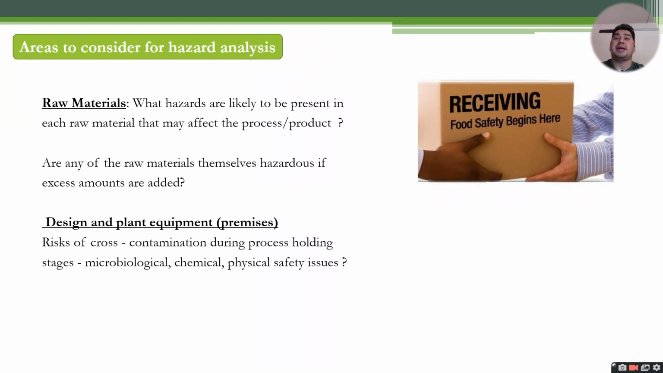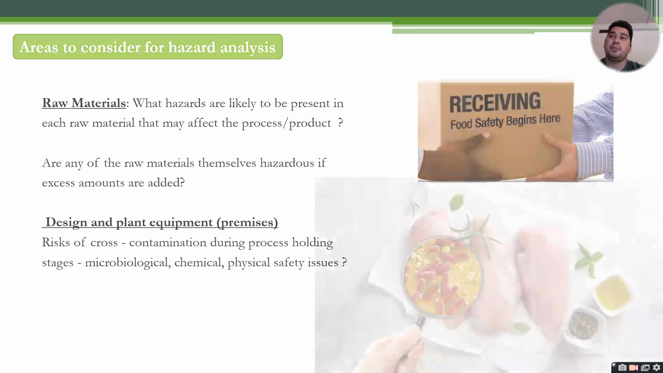Areas to consider for hazard analysis. Whenever you are identifying any hazard, you have to start from the first step. The first step is the receiving. Raw materials: what hazards are likely to be present in each raw material that may affect the processed product? Are any of the raw materials themselves hazardous if excess amounts are added? Design and plant equipment premises: risk of cross-contamination during process holding stages, microbiological, chemical, physical safety issues. So these are the things you need to check at the receiving point.